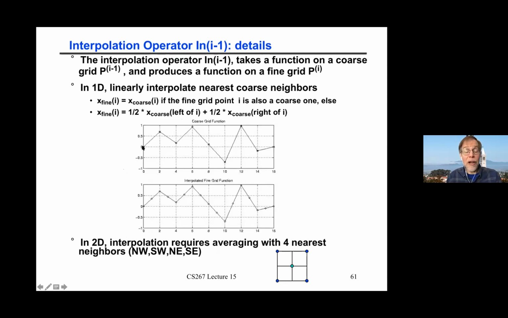And the interpolation operator takes something that exists on a coarse mesh. So I only have every other mesh point here. And I need to come up with a fine approximation, and I just do straight line interpolation. So I need the value there, and I just average the nearest neighbors. So that's what the interpolation operator does in 1D. And in 2D, I average with all these 4 nearest neighbors.